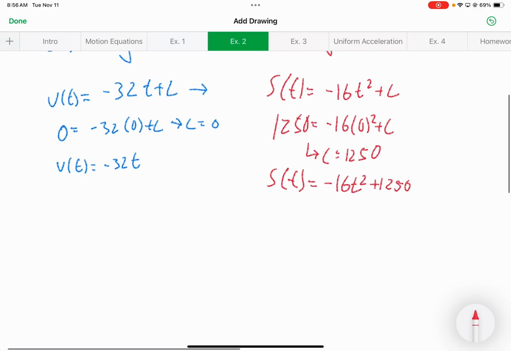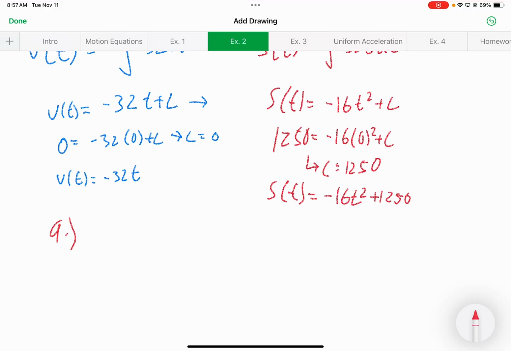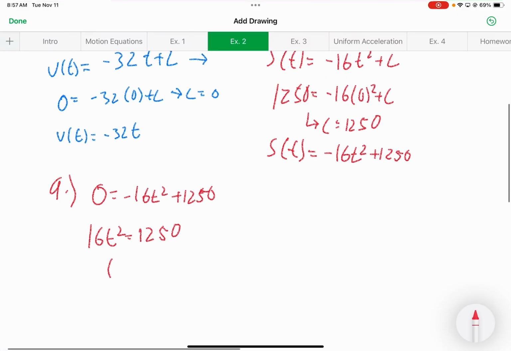Now I'm ready to answer my questions. So part A said find when it hits the ground. You told me I need to set my position function equal to 0. So then 0 is equal to negative 16t squared plus 1250. Let's move that value over to the left. So then divide by 16 and we get 625 over 8, which is 78 and 1/8.